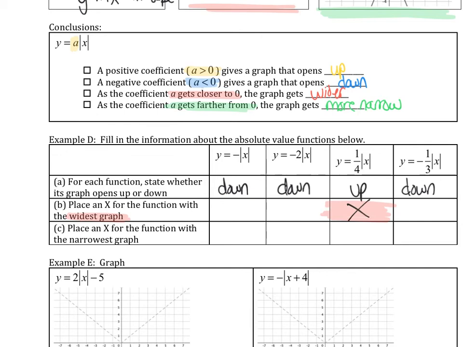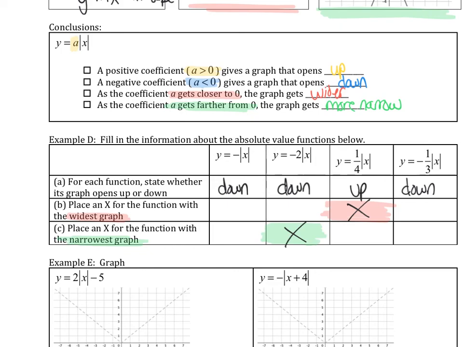And then it says place an x on the function with the narrowest graph. Okay, so again, recall from up here that in order for a graph to be the most narrow, it has to be farthest from 0. So we're looking for the function that is farthest from 0, and that would be this one, -2, because that's the one that's going to be the furthest away. So our answer there would be y equals -2 absolute value of x.